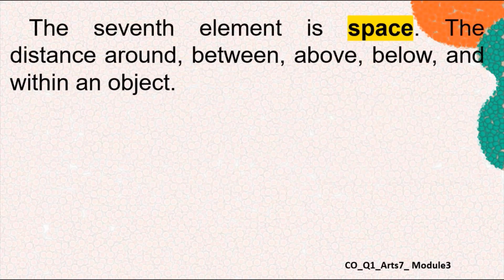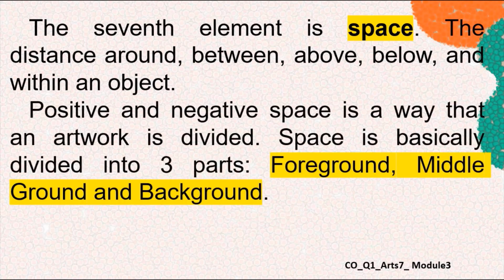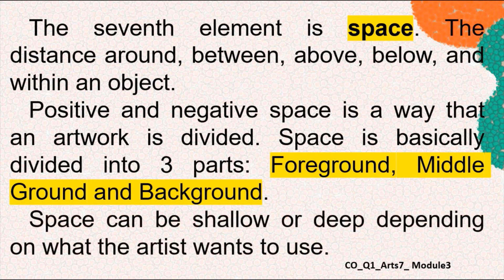The seventh element is space, the distance around, between, above, below, and within an object. Positive and negative space is a way that an artwork is divided. Space is basically divided into 3 parts: foreground, middle ground, and background. Space can be shallow or deep, depending on what the artist wants to use.